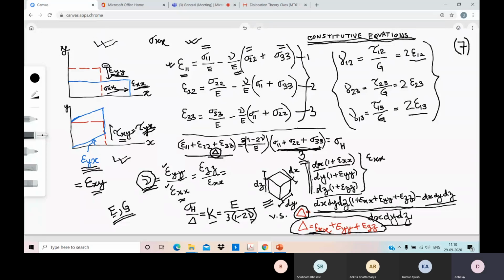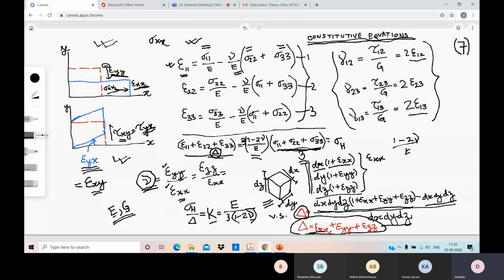If the total volume strain has to be 0, then it is not necessary that the sum of sigma 11, sigma 22, sigma 33, the stress tensor components, be 0. That may be 0, but there is a high chance that it will not be 0. It can be positive or negative. Then if the volume remains constant under plastic deformation, what factor has to be 0? This factor has to be 0. So 1 minus 2 nu by E must be 0.